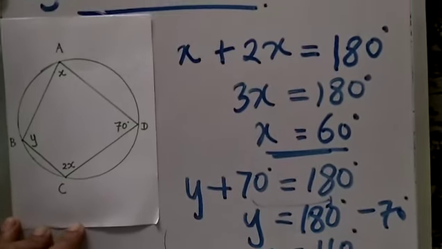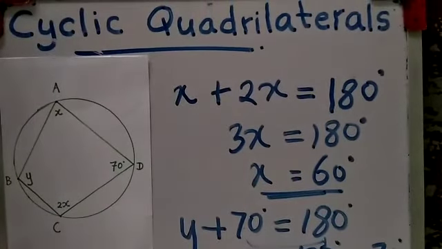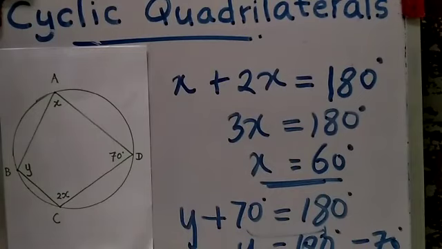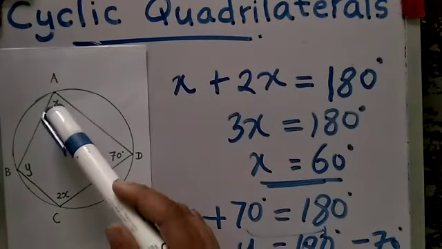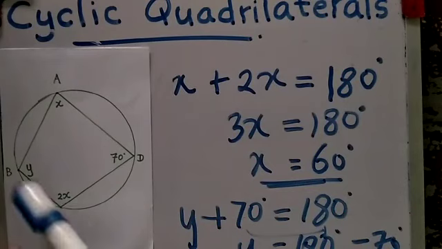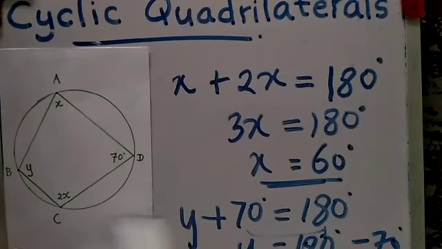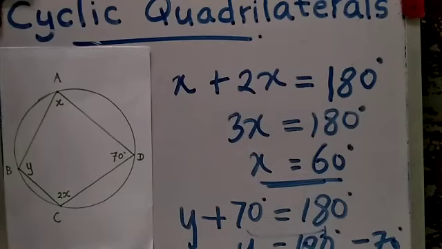The theorem we studied is: in a cyclic quadrilateral, the opposite angles are supplementary. A and C are opposite, B and D are opposite. Supplementary means added up to 180 degrees. Okay, thank you very much.